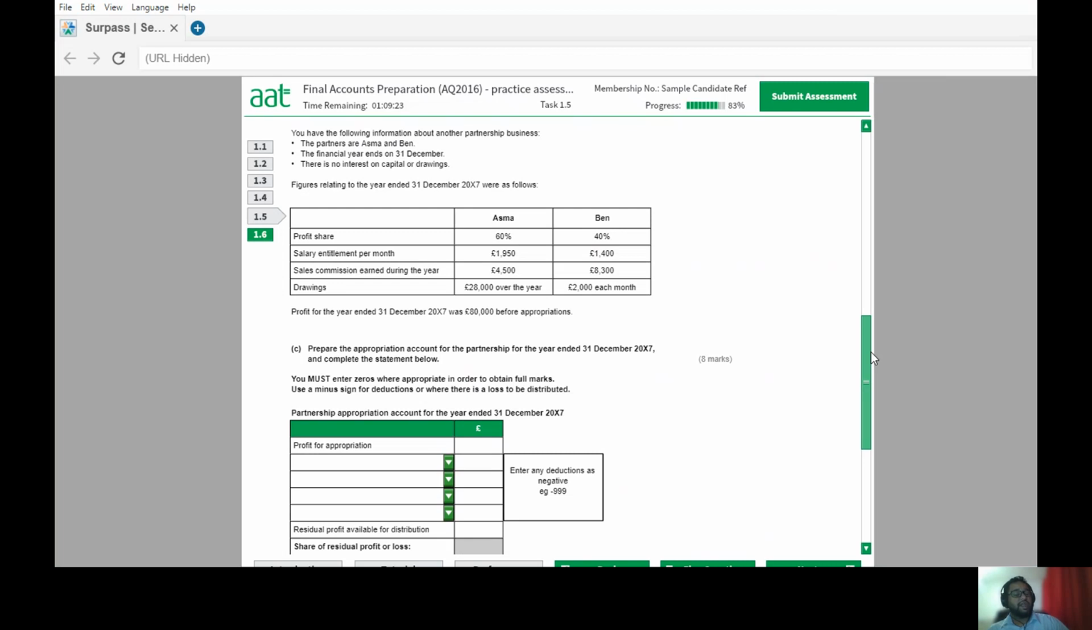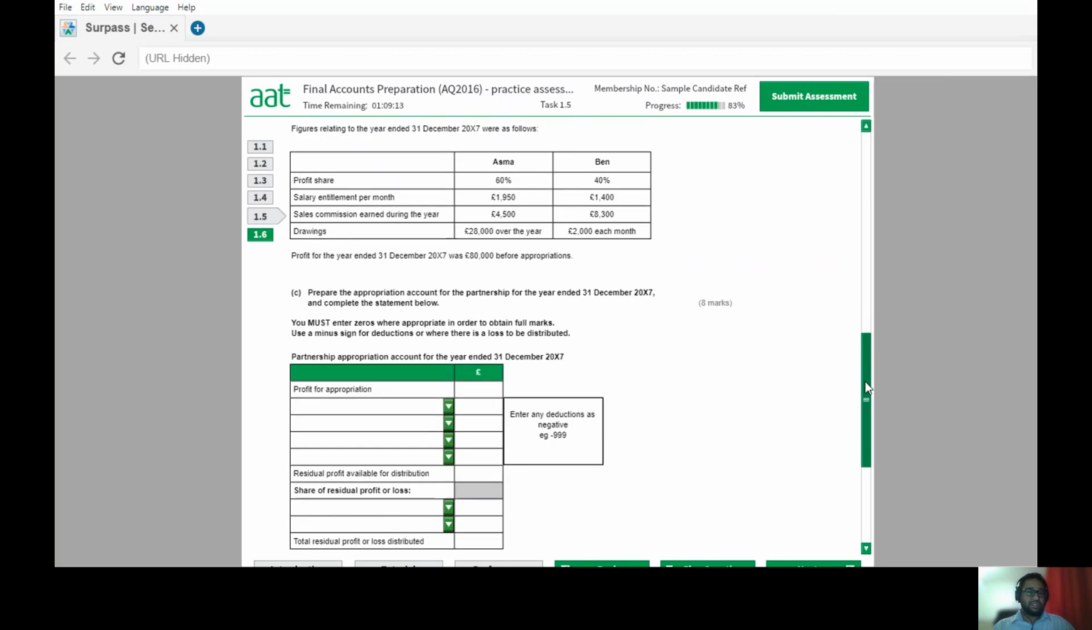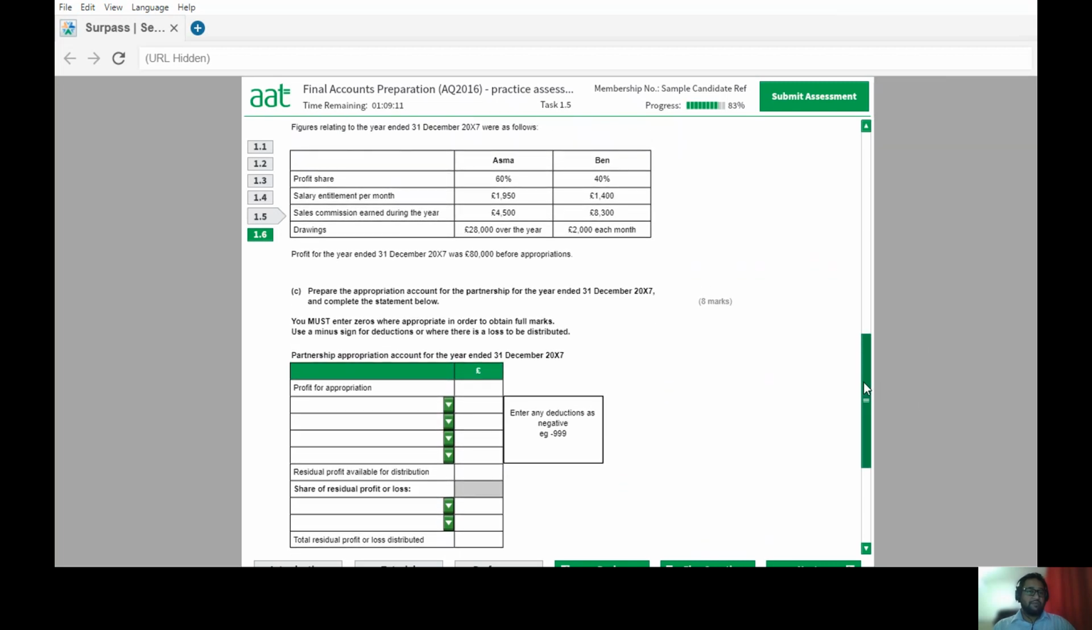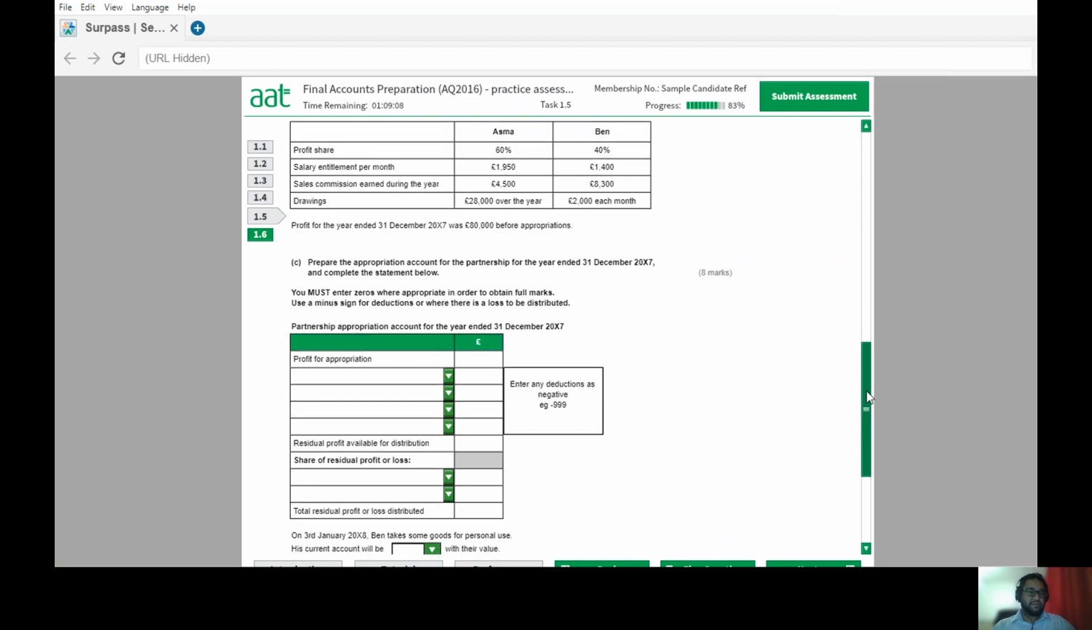It's about appropriating their profits. If you look at that here, there's no interest on capital or drawing, so this is going to be fairly straightforward. The figures are for the year ending on 31st of December. Asma gets 60% of the profit share, Ben gets 40%.